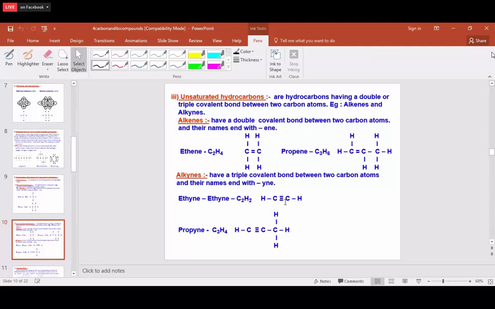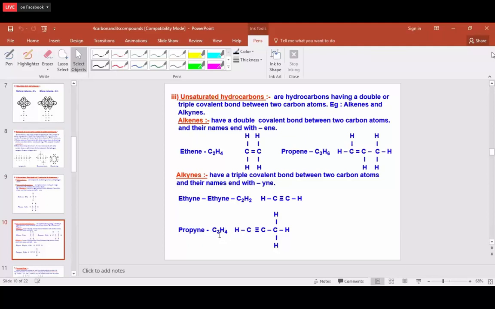So this carbon is making a triple bond with this carbon. Three bonds are already gone with this carbon, so the other bond is made with one hydrogen. So the formula is C2H2. The next member of the family is propyne, C3H4.